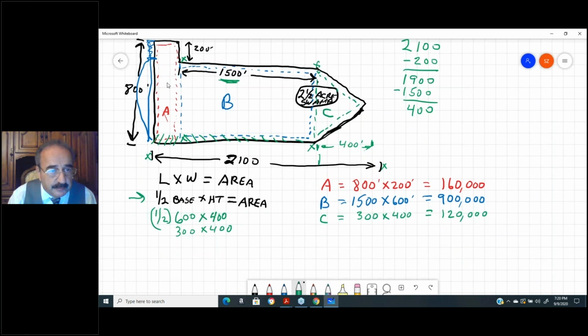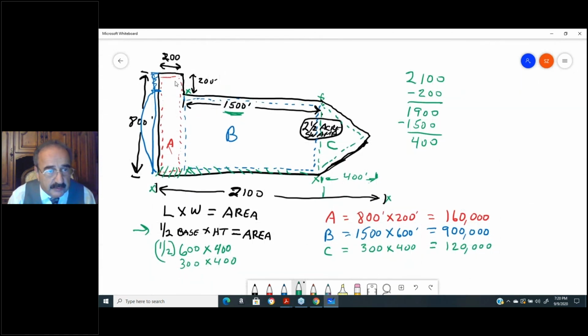Now, section A, I think we understand that. It's 200 feet, which I got from up here, by 800 feet. So 800 times 200 equals 160 square feet. That's section A. Section B is 1,500 going from here by 600 feet.